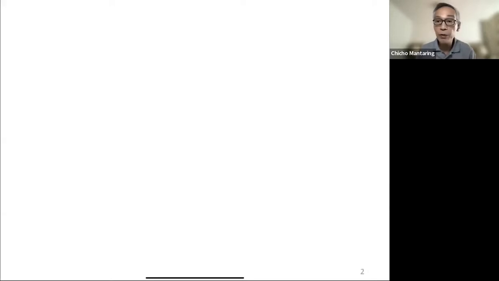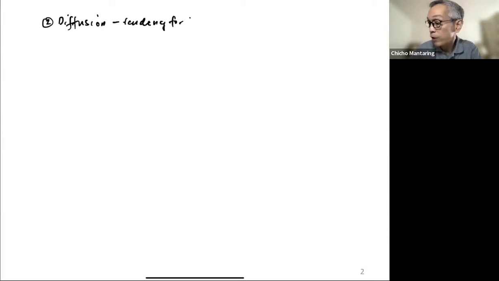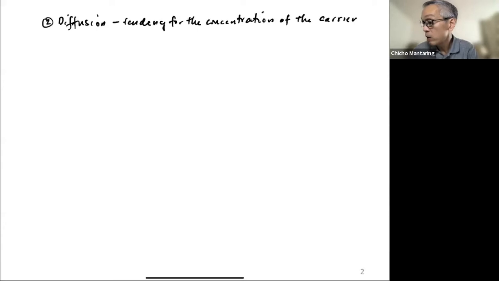Then the other thing that I want to review with you is diffusion. Diffusion is the tendency for the concentration of the carrier to become equal over a certain volume.